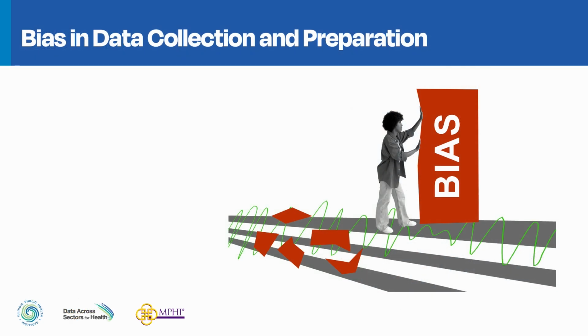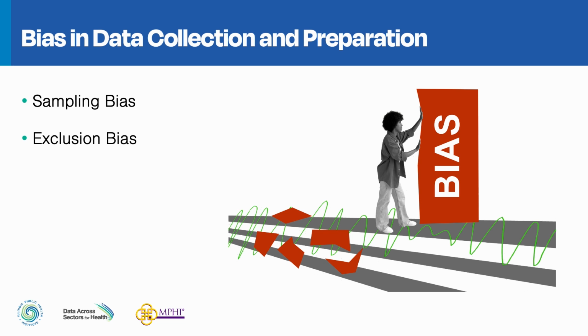Bias can start right at the beginning of our analytics journey, during data collection and preparation. Several types of bias can present themselves if we aren't thoughtful in our practices. For example, if we're only collecting data from certain groups, like those who are easiest to reach, we risk sampling bias, where the data doesn't fully represent the whole population. A survey that only reaches individuals with internet access inadvertently excludes those without access, like some older adults or those with lower incomes.